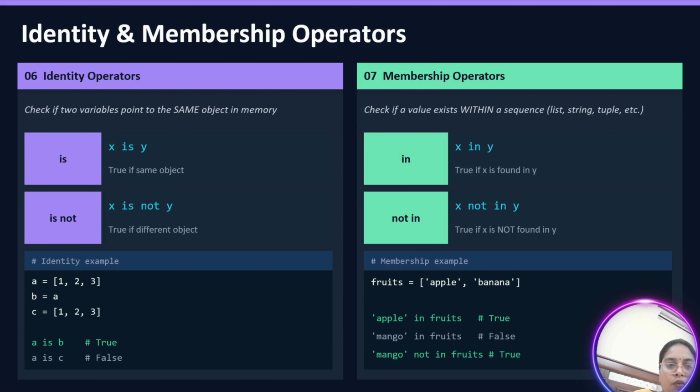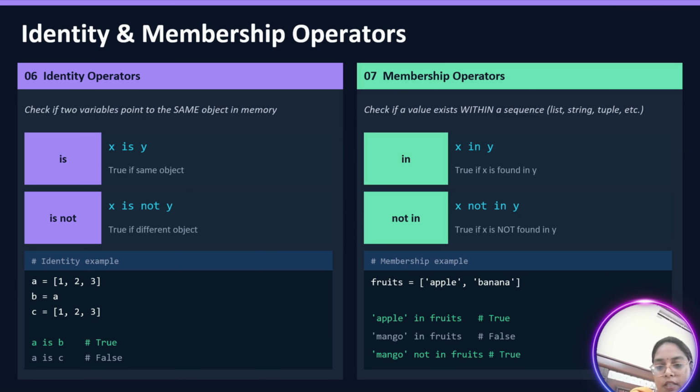Now, identity operators and membership operators. Identity operators will identify whether the given value is in that list or not, whereas the membership operator will check if x is found in y or not. So here you get the result as true or false.